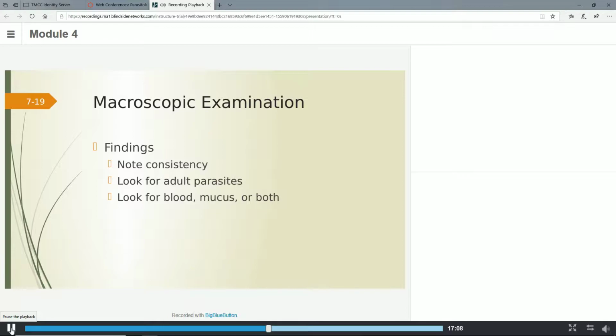So the first thing we're going to hear about here is a macroscopic examination.